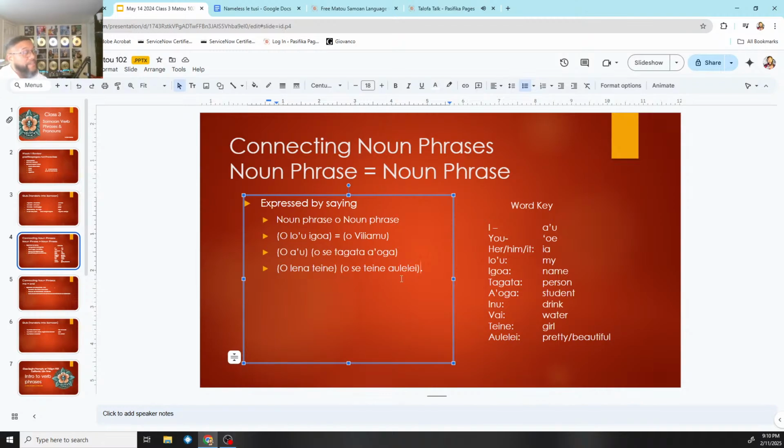All right, so practice that. Create your noun phrases. Make this noun equal that noun. So olo uingoa o viliamu, oa'u o se tangata aunga, ole na teine o se teine aulele. All right, all we're doing is connecting things that we learned from week 1.